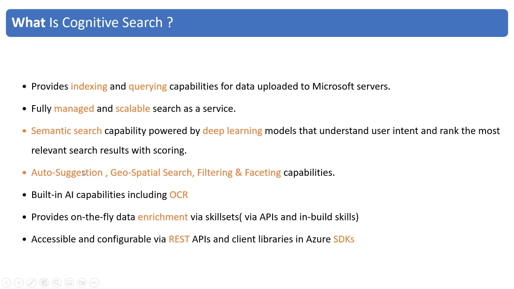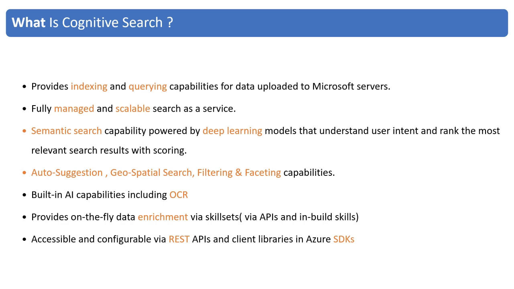Now cognitive search also provides different APIs, like it allows you to set synonyms. There's an auto suggestion API, so based on certain fields you can have this auto suggestion API attached to your search text box in your UI. There are other features like geospatial search, and based on the distance you can populate results. Similarly, there are filtering and faceting capabilities that you can also apply on your search.